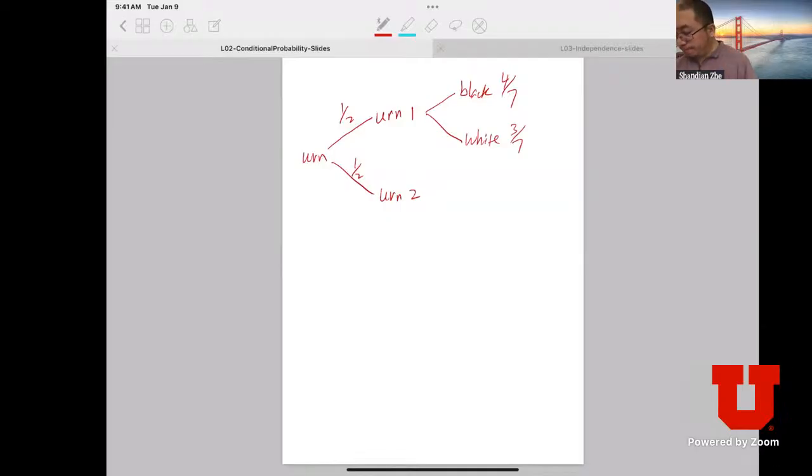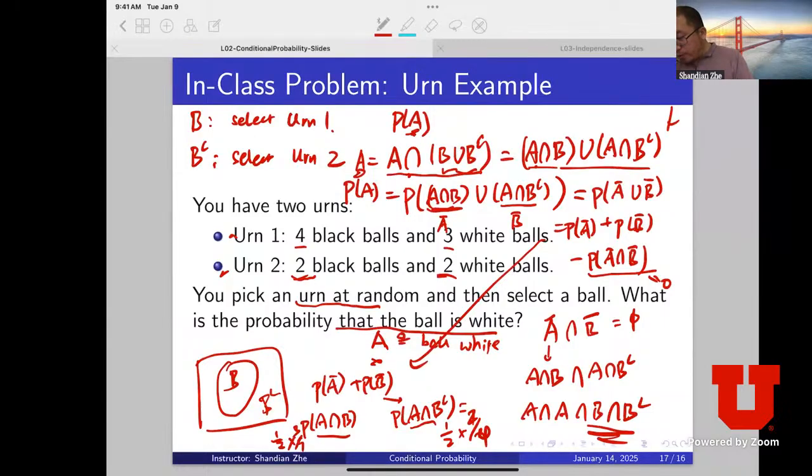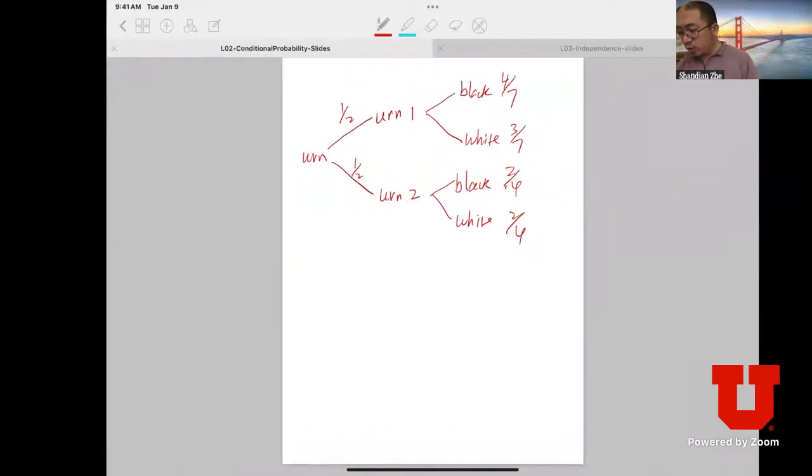Okay, similarly, suppose the urn you select is urn 2. And then given urn 2, you select a black ball or a white ball, what are their chances respectively? Yes, both are, let me just write it as 2/4. That'll be more intuitive, because you have 4 balls in total, and 2 are black and 2 are white, right? They have equal chance to be selected. So you have 2/4 to select black and 2/4 to select white, right?